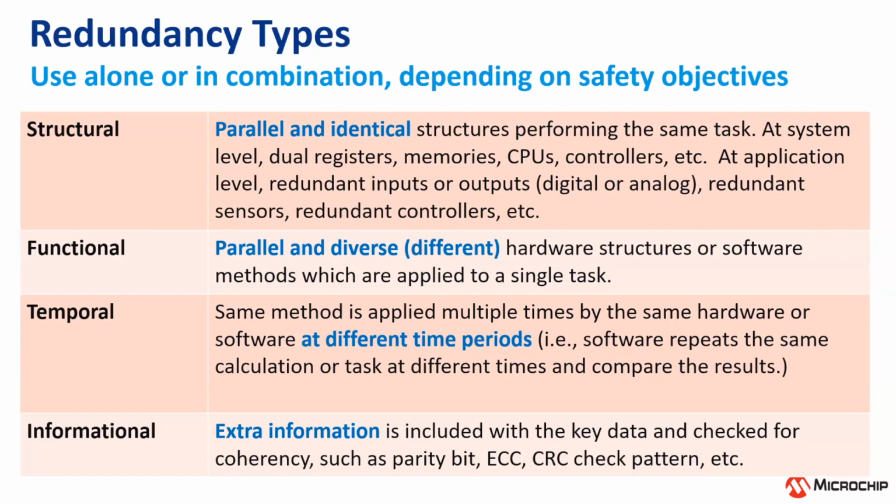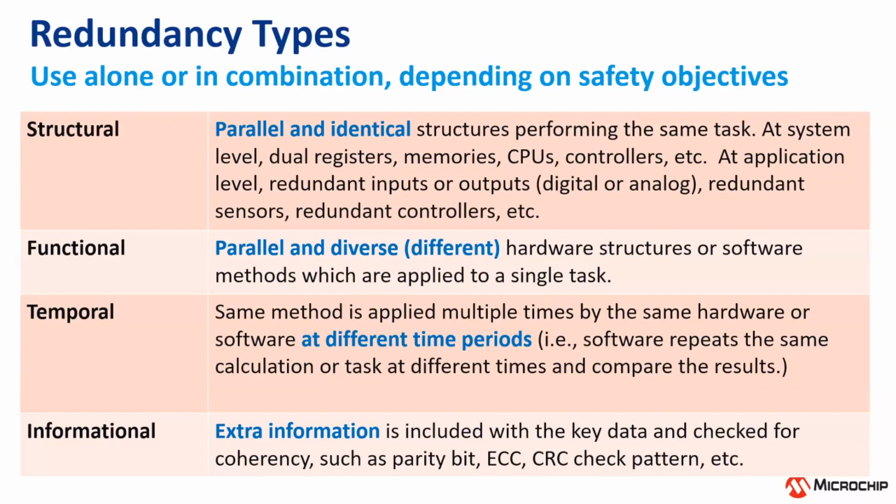So again, that's fail safe. We don't try to continue to operate. We just say, hey, there's a fault. We're going to shut down. We're going to get to our safe state. There's also functional redundancy, which is parallel and diverse hardware structures that are applied to a single task. Diversity is a powerful tool that helps us eliminate things like single cause failures.